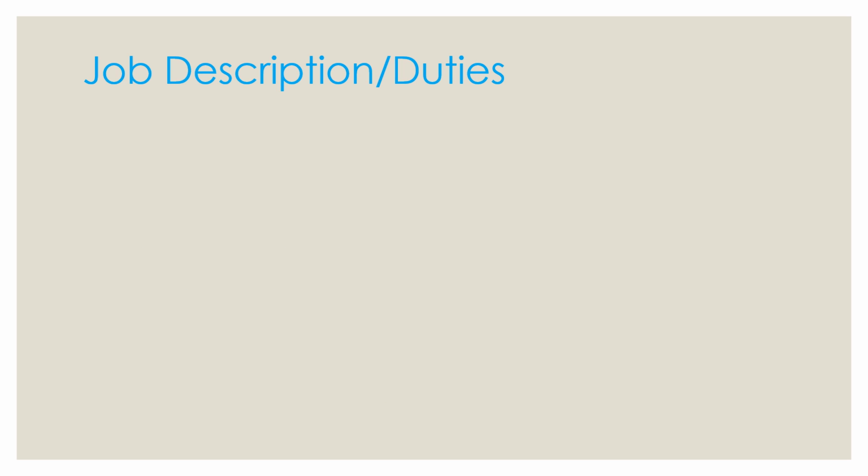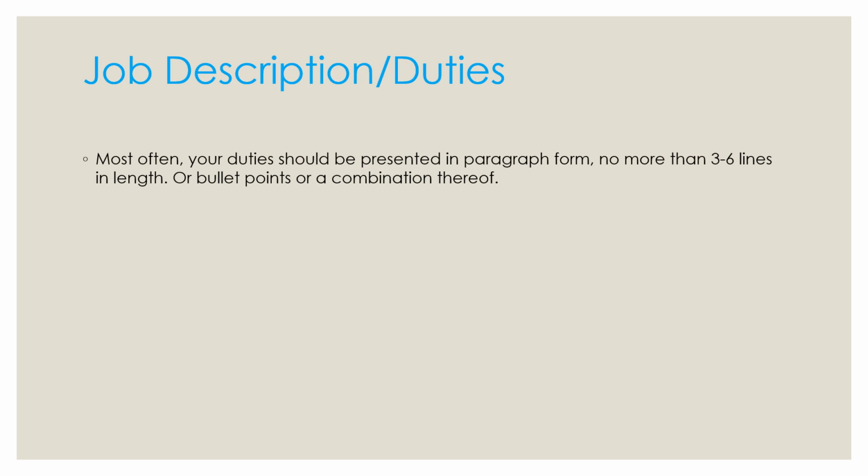So then moving into the actual job description and duties, most often your duties should be presented in paragraph form, no more than 3 to 6 lines in length, or bullet points or a combination thereof. So there you have it. There really is a combination of ways you can present what you've done. And you're going to see some examples, and it's really a matter of preference about space limitations that you have and what you really want to get across.